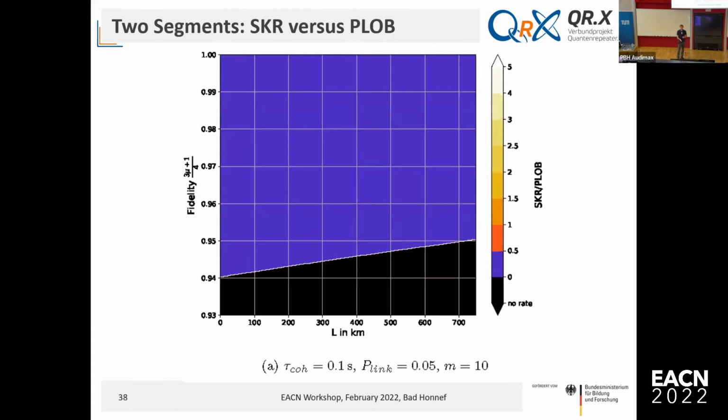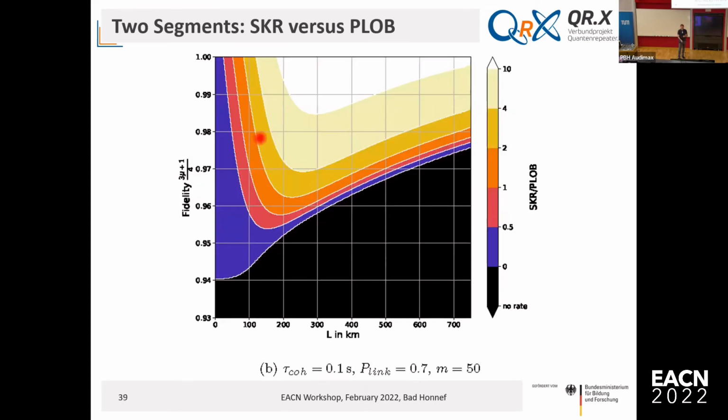And okay, here we have the 2-segment case. I think Christoph showed maybe this slide, maybe with slightly different values. This is now for the rather bad choice of the parameters: coherence time 0.1 second, p-link 0.05. M is the so-called memory cutoff, which we can use here to optimize the rates. And now you can see we have a fidelity here, which is related to this mu parameter by 3 mu plus 1 over 4. And now, well, I go quickly through these slides with different parameters.